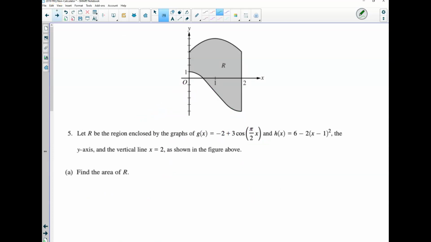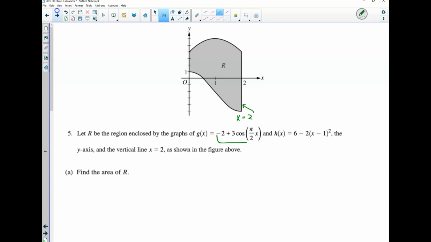Oh, we are so good at these now. This is an ugly one, though. Let R be the region enclosed by the graphs g of x and h of x, and the y-axis and the vertical line x equals 2. Well, let me find the hard one. X equals 2. There it is. All you have to do is figure out which one it is. You can figure out what your y-intercept is if you want.